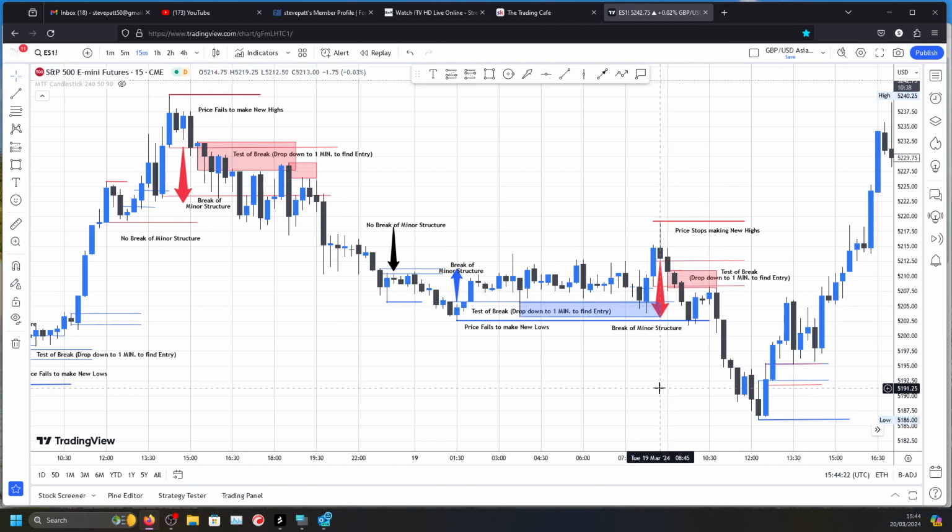So there was a good entry to go short in here, and to go long off of here.